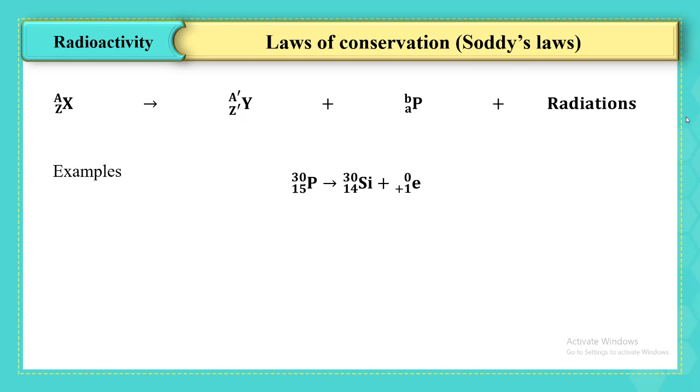In the same way, for the charge number, we can see that we have 15 protons in the reactant, and it is equal to the sum of the protons of the product, since we have 14 protons within the silicon atom plus 1 proton from the positron particle. The sum of 14 plus 1 is 15. This also indicates that the charge number Z is conserved.